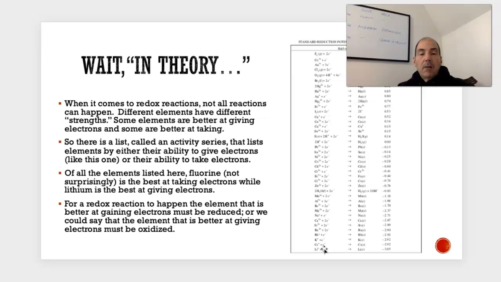So when we talk about a redox reaction happening, like that last one, we have to make sure that the element that is better at being reduced is the one being reduced, and the one that is better at being oxidized is the one that's being oxidized. So, for example, if we look for, let me pull it up here.